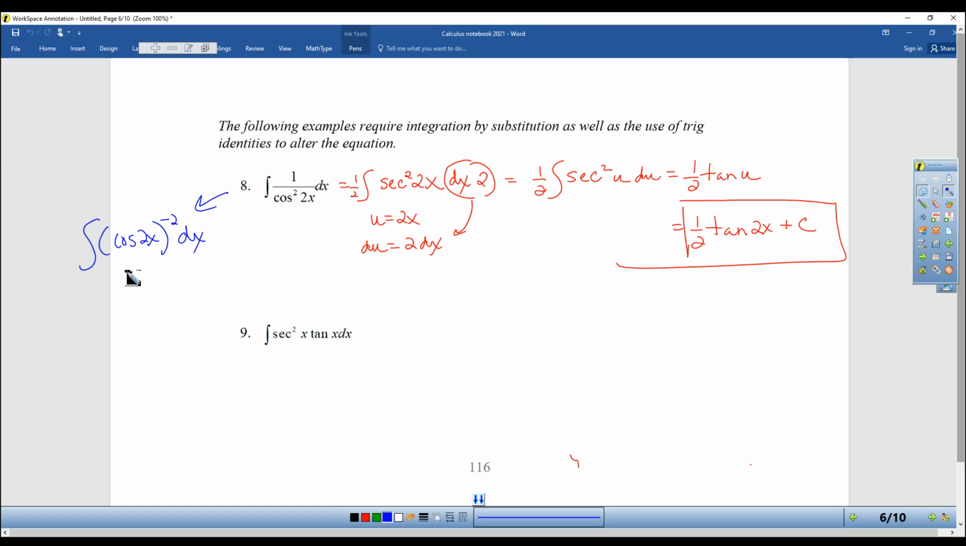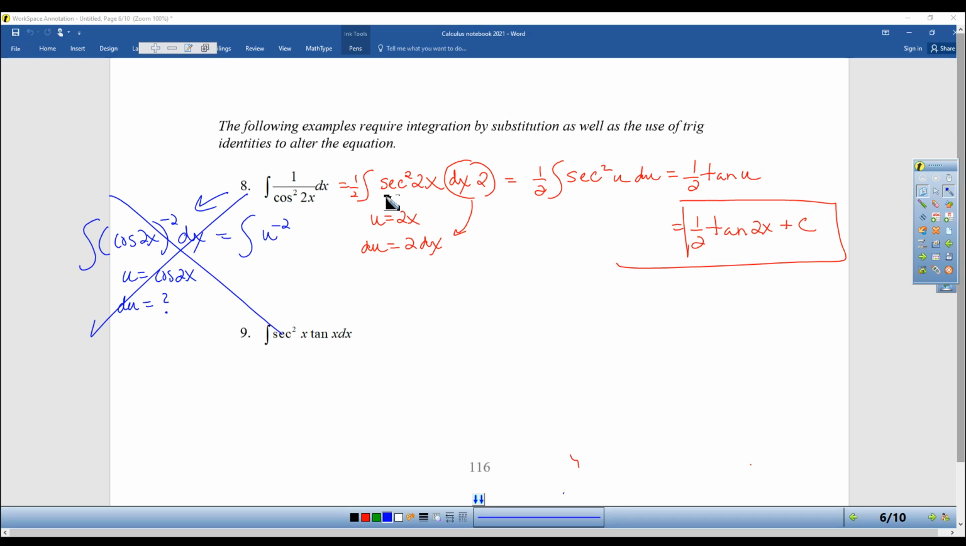But that means you would have to let u be cosine of 2x so that you could make this into the integral of u to the -2, which would be very easy. But do you have du? You do not. You can only make the entire trig function a u if you have two trig functions, because you need one for your u and one for your du. That's why this method won't work in this case.